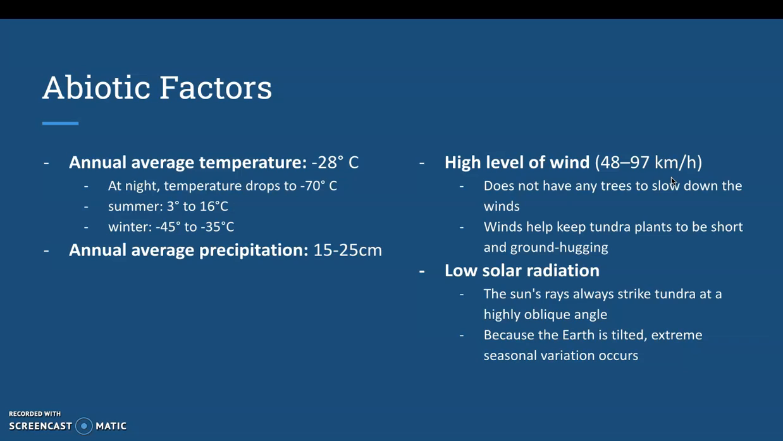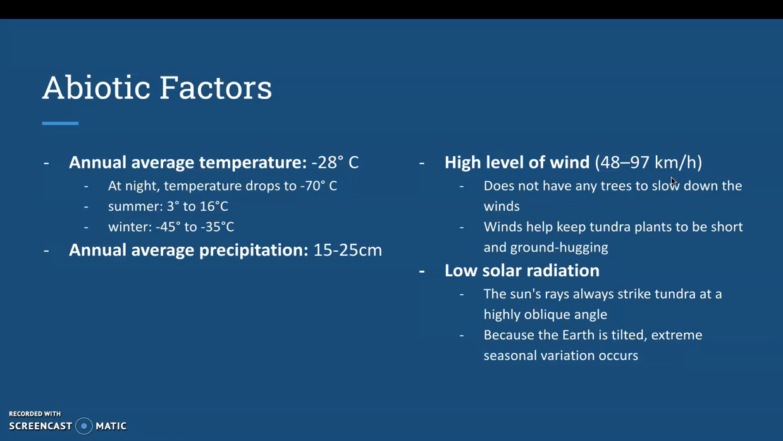An average precipitation is 15 to 25 centimeters, which is mostly snow, and it's less than most of the world's greatest deserts. There is a high level of wind in tundra because it does not have any trees to slow down the wind, and the wind can help keep tundra plants short and ground-hugging.